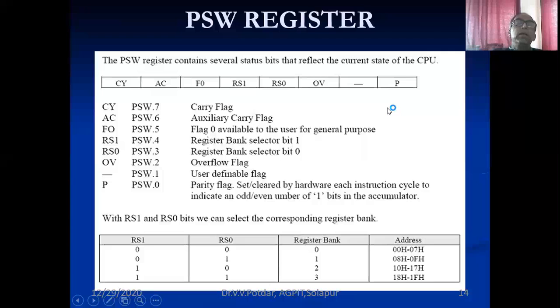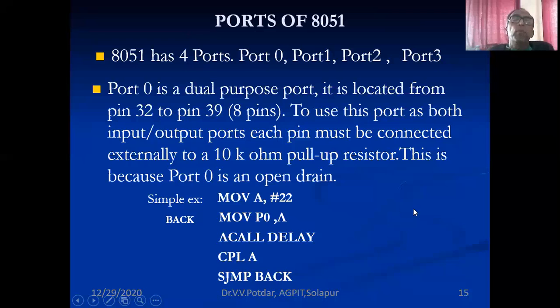These are the PSW register details. You can see PSW has bits 0 to 7: parity flag, user definable flag, overflow flag, register bank selector bit 0, register bank selector bit 1, auxiliary carry flag, and then carry flag. And what are the addresses of RS1, RS0, and register banks? Those are given here.